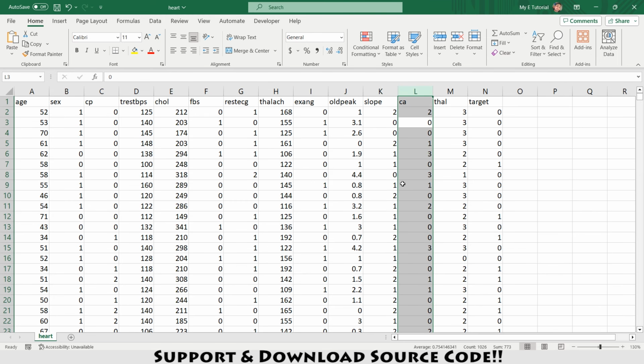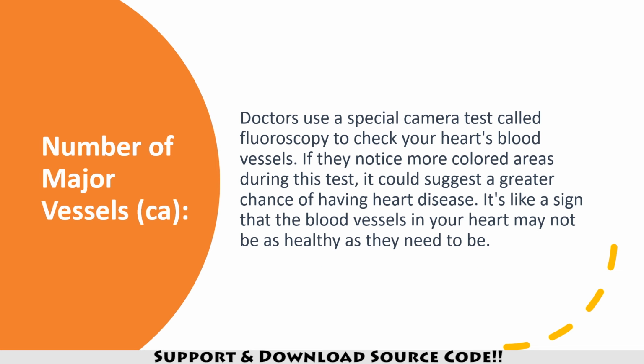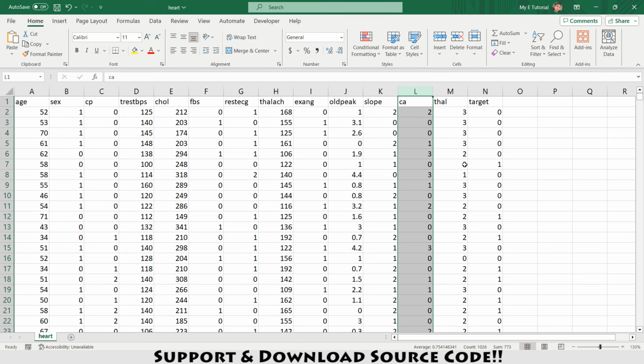So the next thing is CA. Doctors use a special camera test called fluoroscopy to check your heart's blood vessels. If they notice more colored area during this test, it could suggest a greater chance of having heart disease. It's like a sign that the blood vessels in your heart may not be as healthy as they need to be. As the number of this CA increases, that means there are more chances of having heart disease.